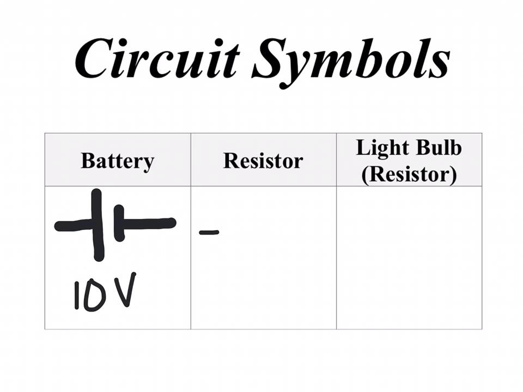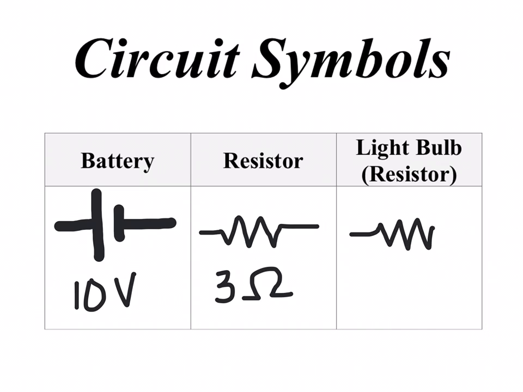A resistor is going to look something like this little zigzaggy shape. It'll typically also have a number written in ohms. So remember, our unit for resistance is ohms. A light bulb is just a specific type of resistor, so they do the same things. They resist the flow of electricity. It looks like a normal resistor, except it has this little circle around it, which makes it look like a light bulb.